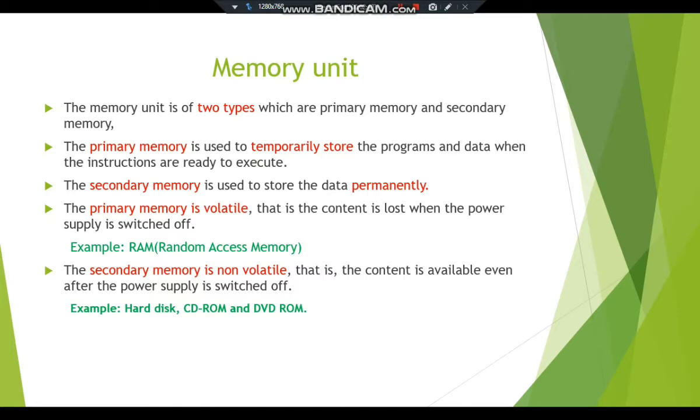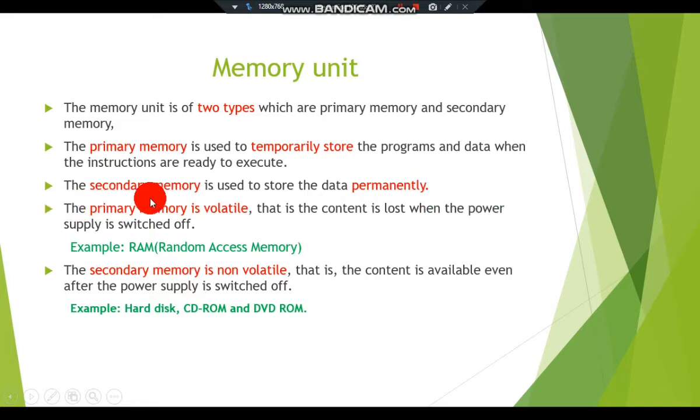At the time of typing, you are not giving any name to that file to save it. We just type the file; after the completion only can you give the file name and save. At the time of typing, the content will be stored in your primary memory, that is, programs and data when the instructions are ready to execute. After you give a name to that file, then that file can be stored into the permanent memory, that is your hard disk.